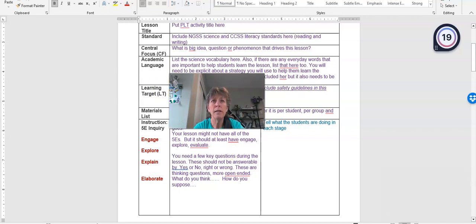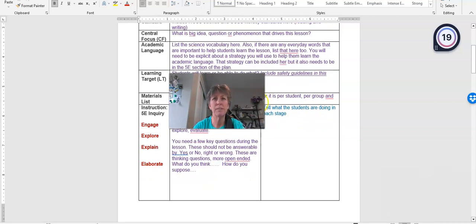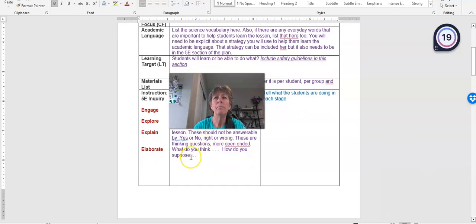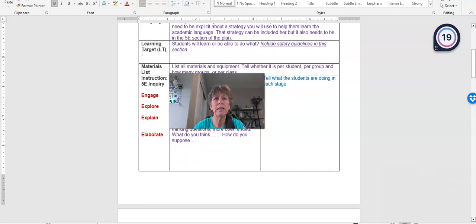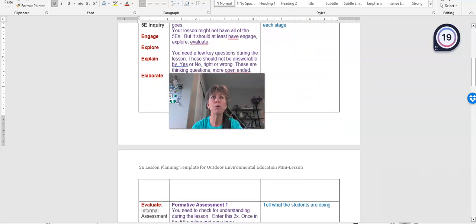Your learning targets. In this section, you will also include the safety guidelines that you have indicated on your previous documents. I will give you feedback on those. Make sure you review my feedback on your learning targets, and you incorporate that when you post those on the lesson plan. You have to list all materials. You have to actually talk about how many of each thing you need per student, per group, and identify if you're going to be using groups. And then the 5E instructional model is going to guide the way you move through the lesson.